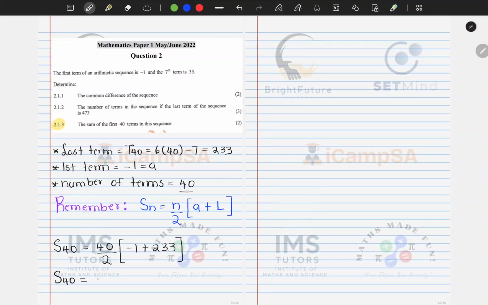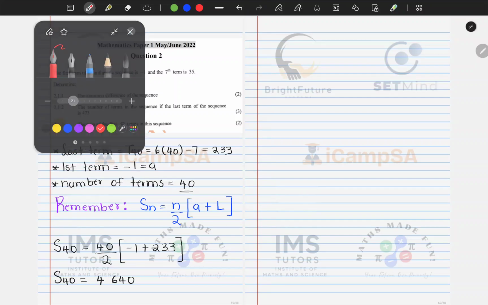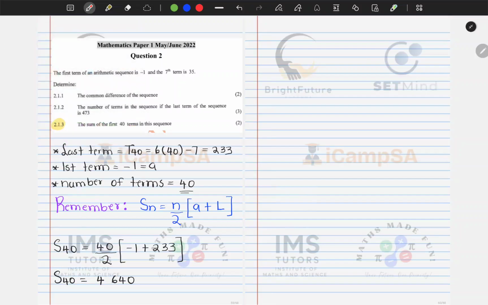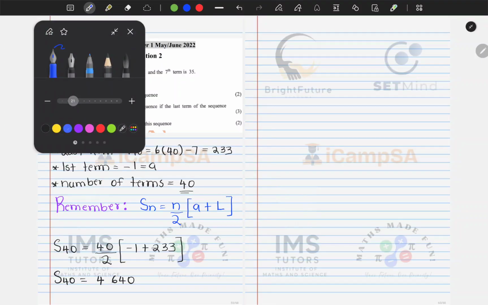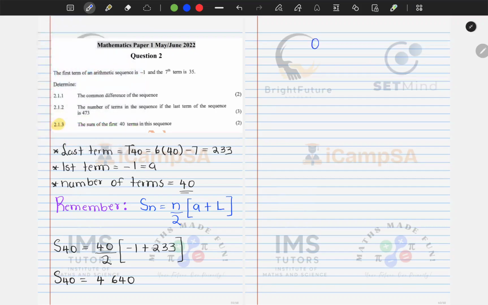So the answer which I obtain is 4,640. So that is the sum of the first 40 terms. I hope you do understand this and you actually do also get the same answer. But maybe let's try the other way. So let's go and try this answer using the other way.